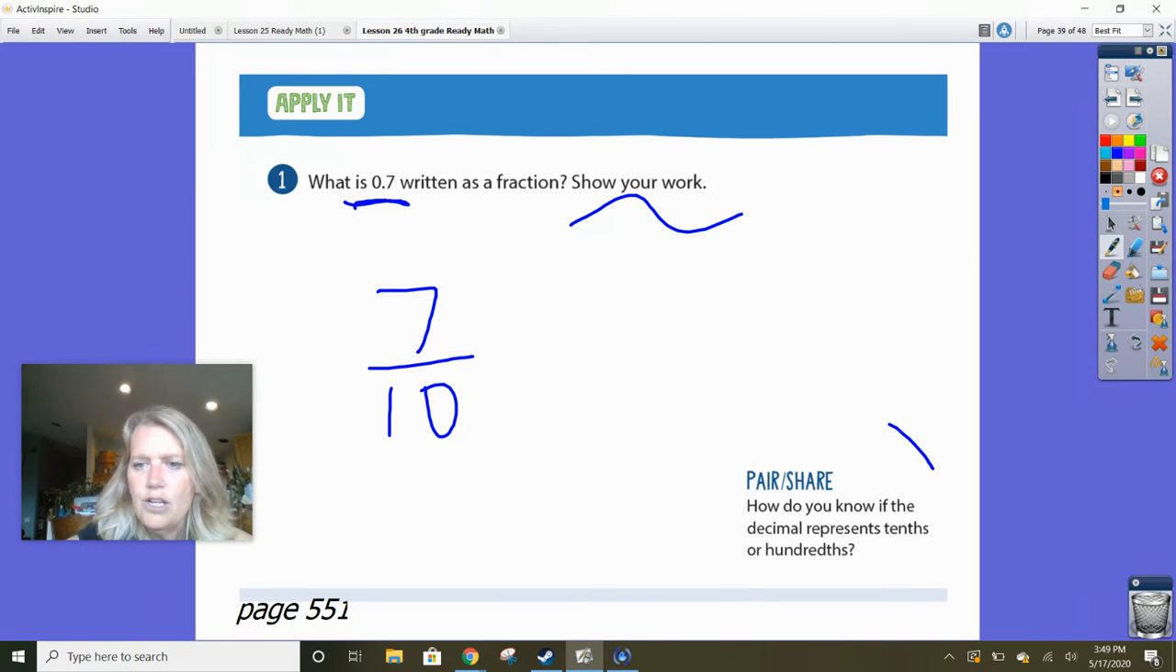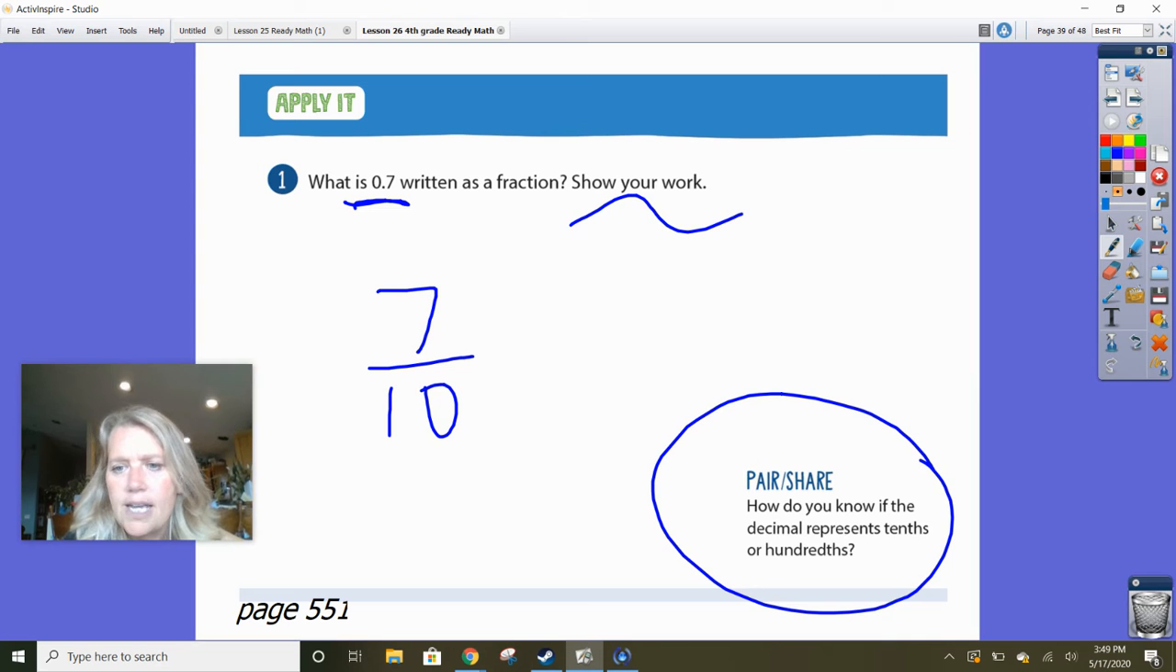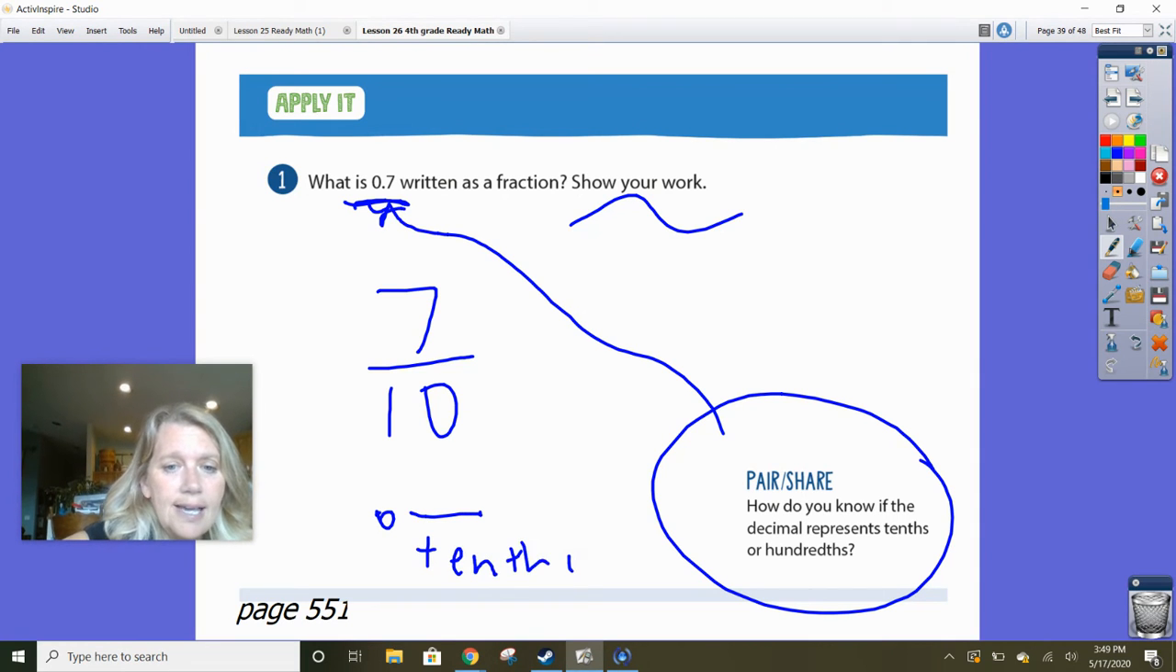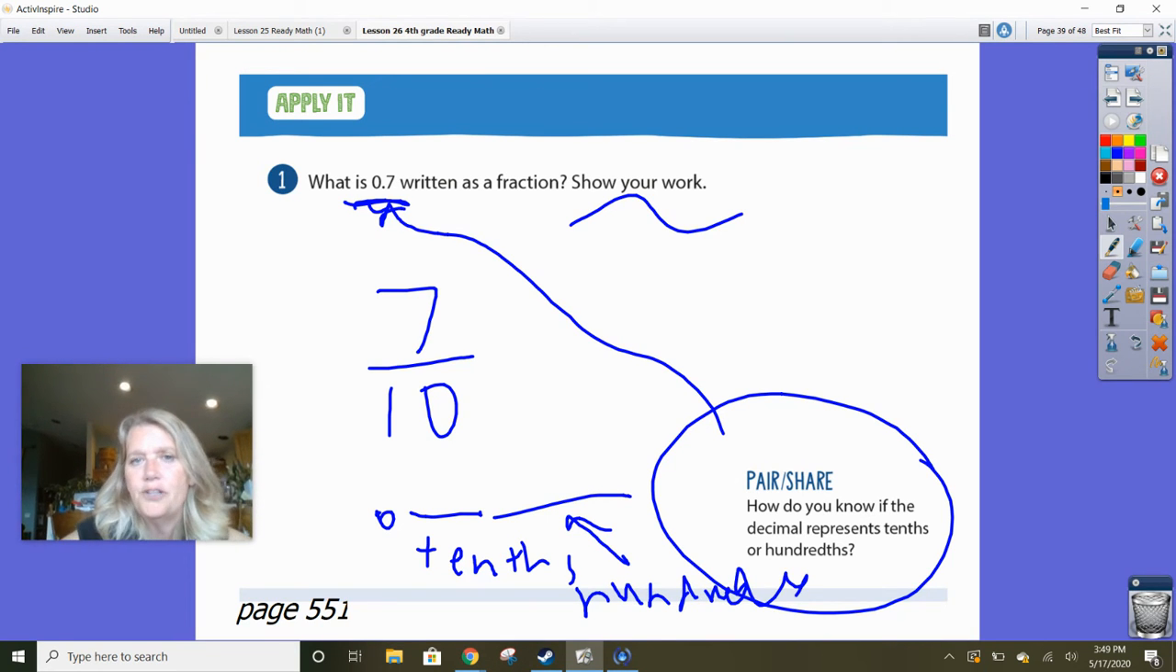How do you know if the decimal represents tenths or hundredths? How do we know that this is going to be tenths? How do we know, Jenica? Yes, exactly. We know because it's one place, and the first place is tenths. And the second place is what, everybody? Hundredths. Okay, that says hundredths, I promise you. Next one.